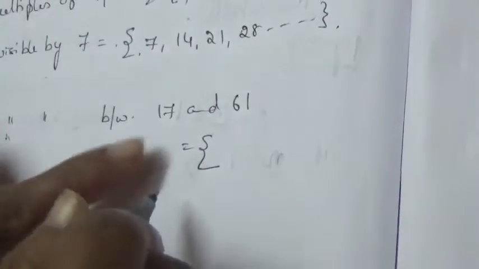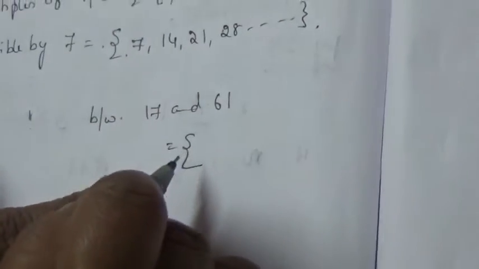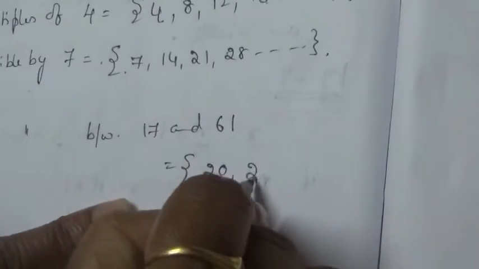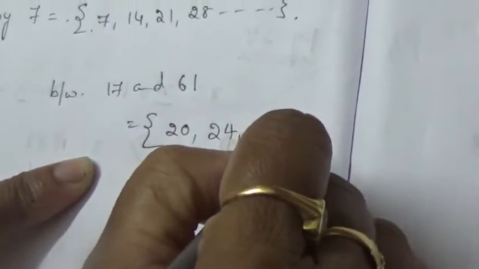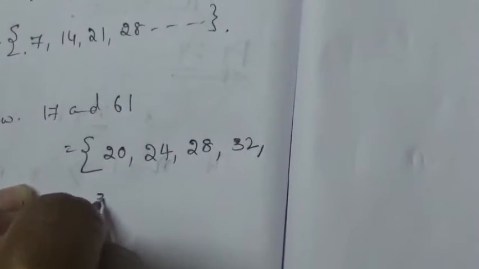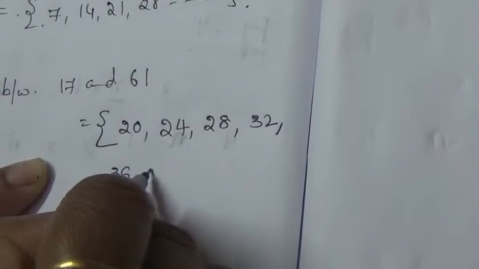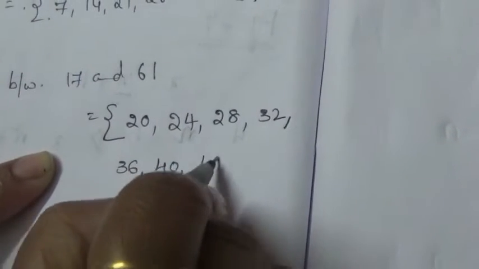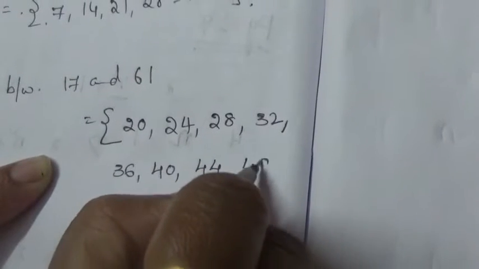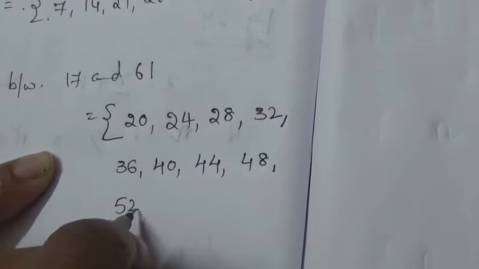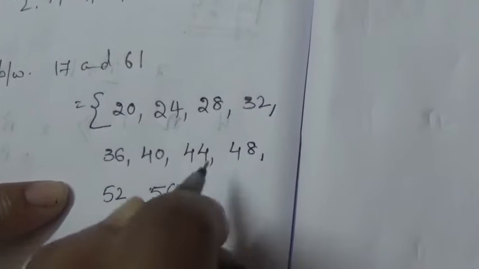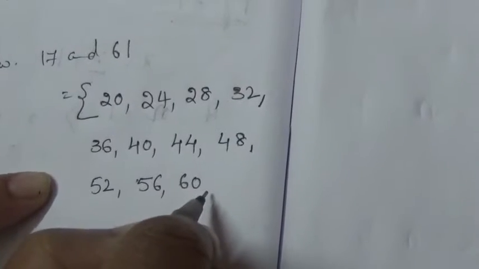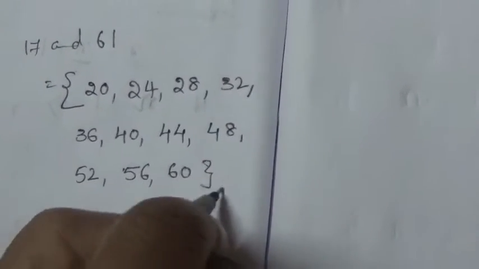After 17, what are the multiples of 4? That is 20, 24, 28, 32, 36, 40, 44, 48, 52, up to 61, so 56, 60. Up to 61 it is enough.